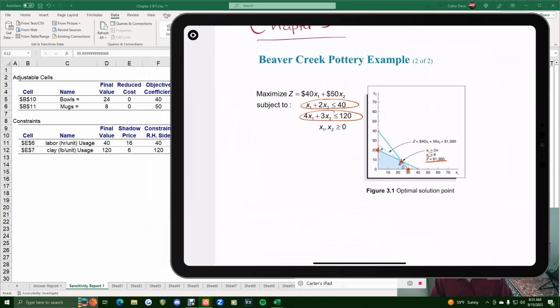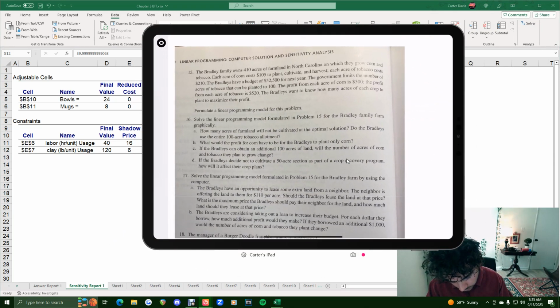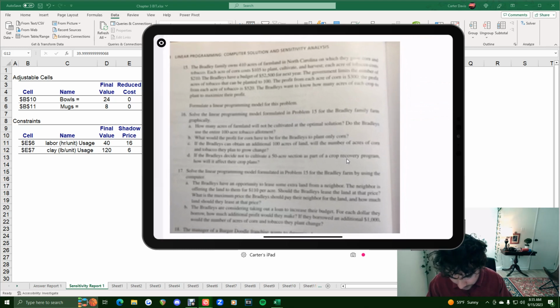That was a good little intro problem to do. Let's see if I can knock out a little bit of this one. I'm trying to decide if I just want to save it. I'm going to save this for another video. That's a good little intro to Chapter 3.